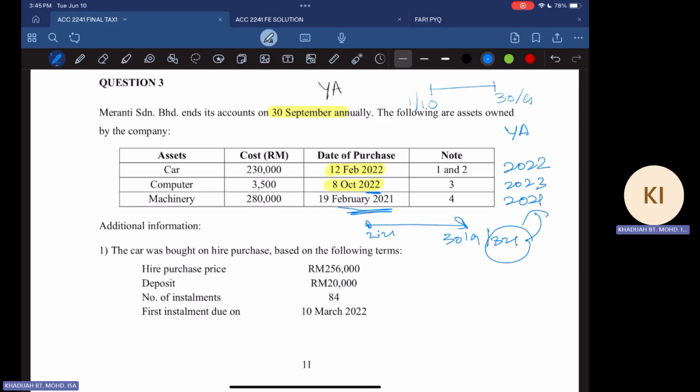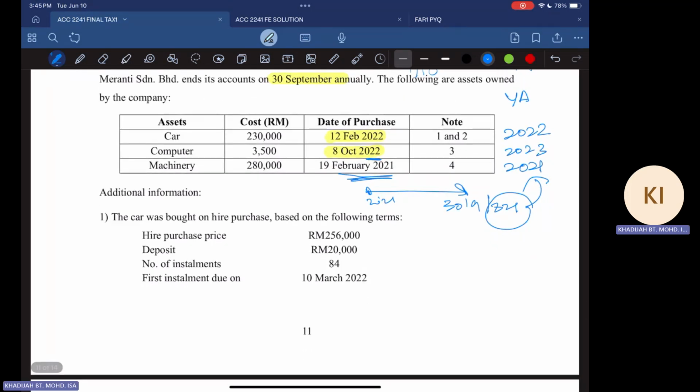Let's go into note number 1, the car. The car costs you 230,000, and then there is the hire purchase price. Be careful: you have the cost and the hire purchase price. What's the difference between the two? The hire purchase price is the price of the car with interest. We do not want that price, because we are going to claim capital allowance only based on your principal amount or the cost, not including your interest.